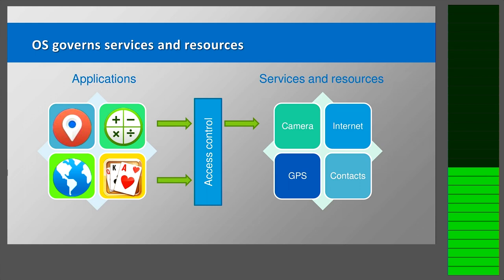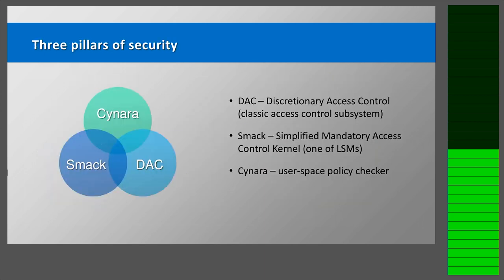Operating systems, to be useful, have some resources, some services, which should be protected. In desktop systems, they're mostly not. In mobile devices, they are. I'd like to introduce you to the system which provides access control on desktop systems. It's founded on three pillars. I don't have time to discuss all of them or their role in this framework, but it consists of DAC, which is familiar to most of you, I think, SMACK, which is one of the LSMs. If maybe SELinux rings more bells, it's not something similar, but analogous. And Cynara, the new policy checker in user space. If you know Polkit or PolicyKit, it's something like that, but much faster and much better.